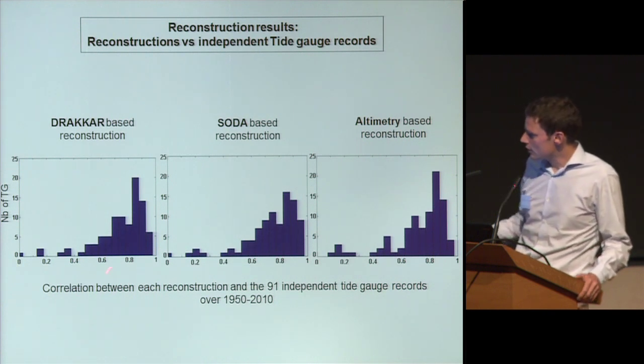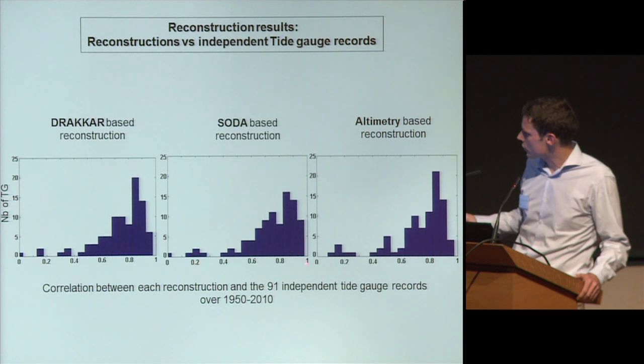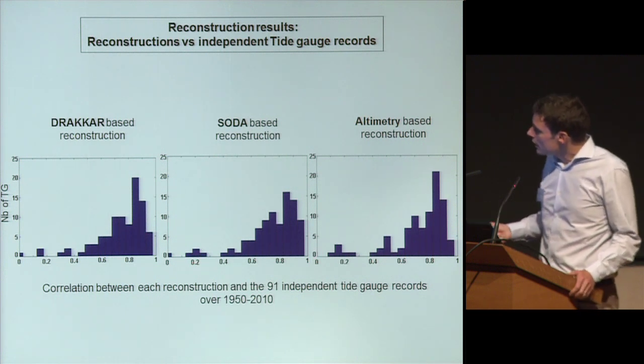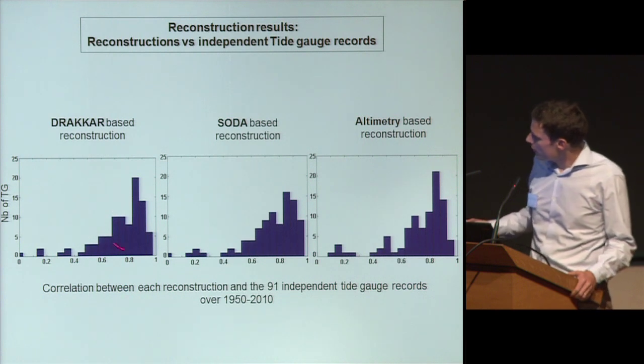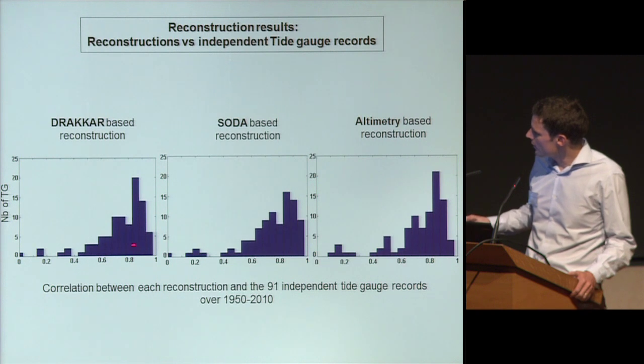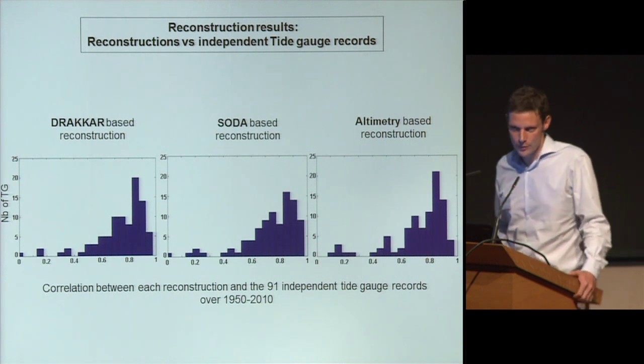I show here the correlation of the annual time series of the independent tide gauge records with the different reconstructions, and you have here the number of tide gauge records. You can see that the different reconstructions perform fairly well, because they have correlation with the independent tide gauge records higher in general than 0.7. And surprisingly, they performed similarly.